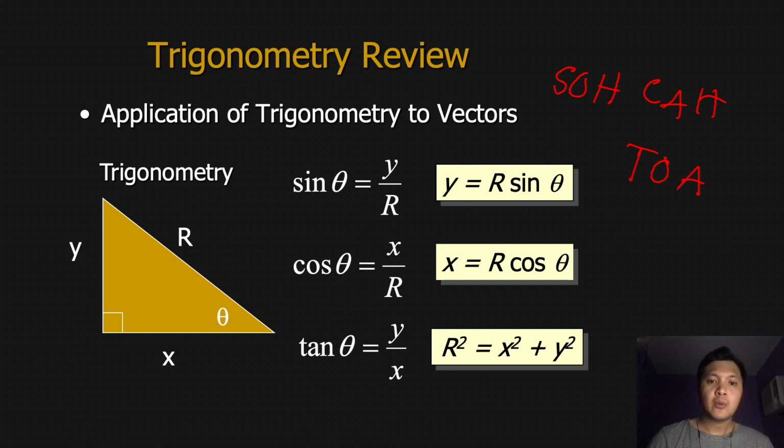Now again, if we want to solve for y, or the y component, we have to multiply r by the sine of theta. So this is theta. And then to get x, we have to multiply r, which is the hypotenuse, with the cosine of this theta. And lastly, if we want to get the value of r given the values of x and y, we can just get r is equal to the square root of x squared plus y squared.